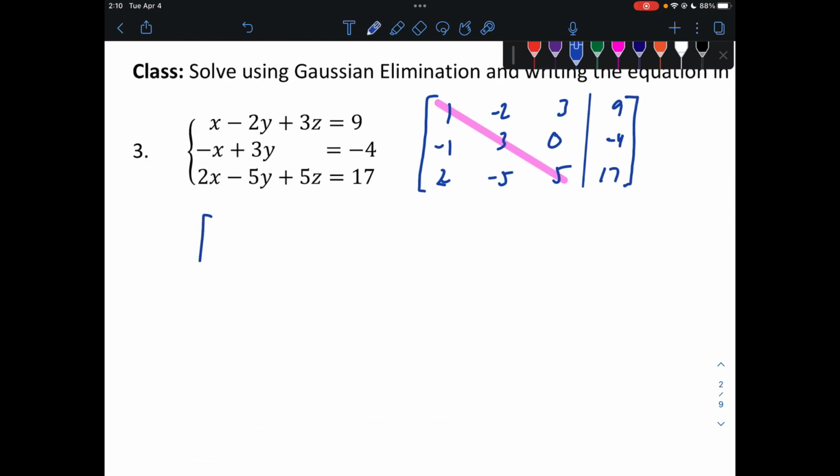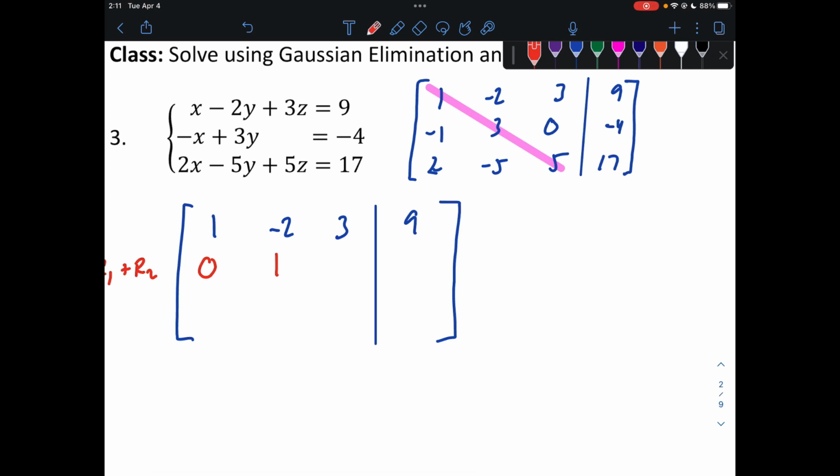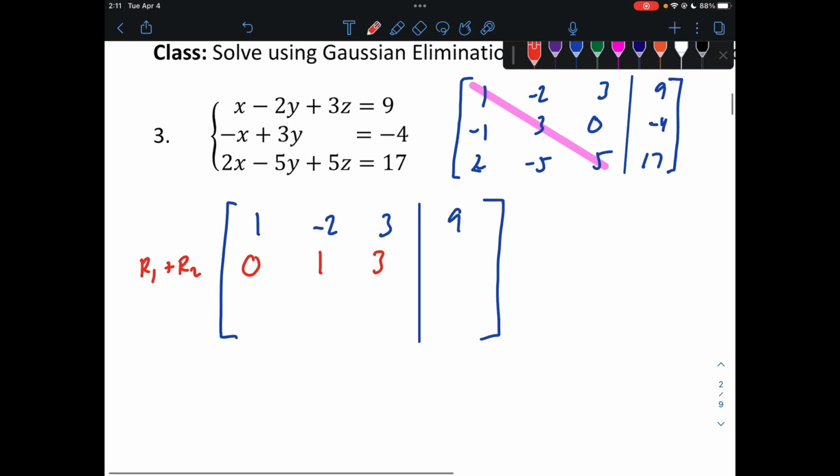I'm going to start by copying down my matrix and copying down the first row. Now for the second row, we want to get rid of this number. So we're going to take the first 2 and eliminate x. Luckily, that's already done for us. So it's going to be row 1 plus row 2. x plus -x is 0. -2y plus 3y is 1y. 3z plus 0z is 3z, and then 9 plus -4 is 5.